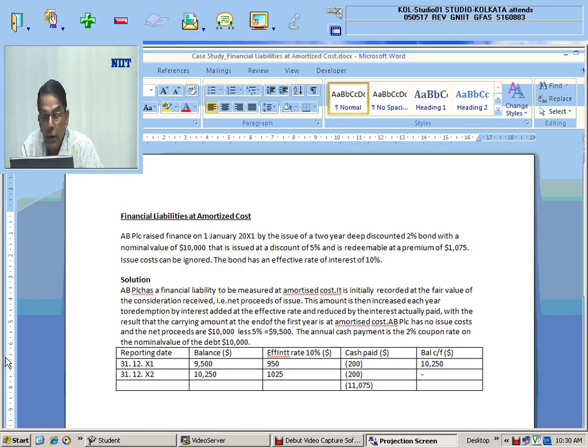Now the amortized cost of the bond at the beginning of the second year is 10,250 and the effective interest on that is 1,025, which adds up to 11,275. And it is the same as the cash paid by way of interest, 200, plus redemption proceeds, 11,075. So basically the value of the bond now becomes zero. When the interest and the redemption proceeds are paid to the bondholder, the subsequent measurement of the bond's value becomes zero. Is that clear? The second year's calculation.